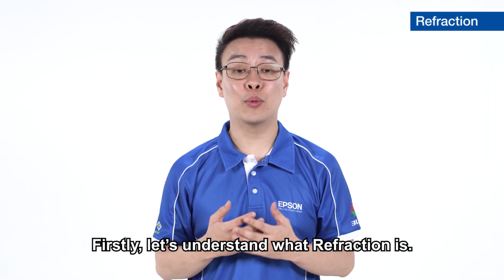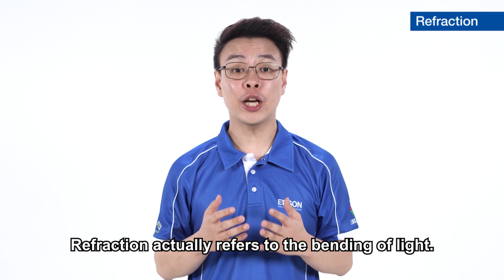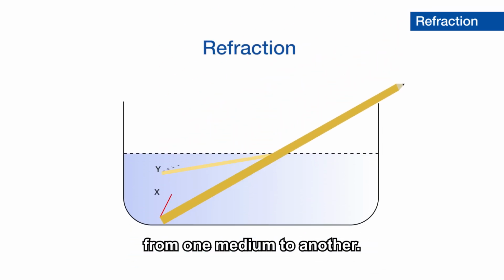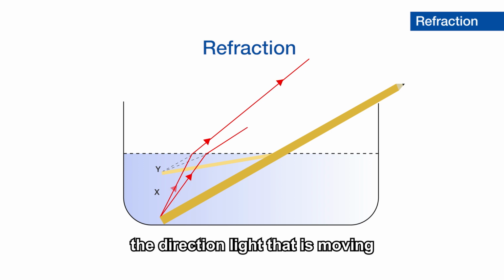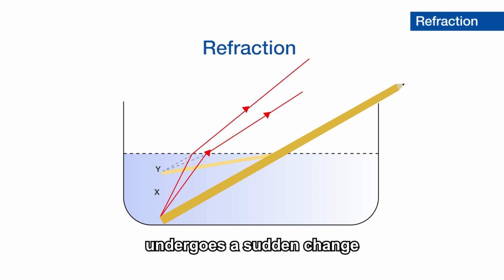Firstly, let's understand what refraction is. Refraction refers to the bending of light. Light will refract when it passes from one medium to another. That is, when light crosses the boundary between the two mediums, the direction the light is moving undergoes a sudden change and the path is bent.